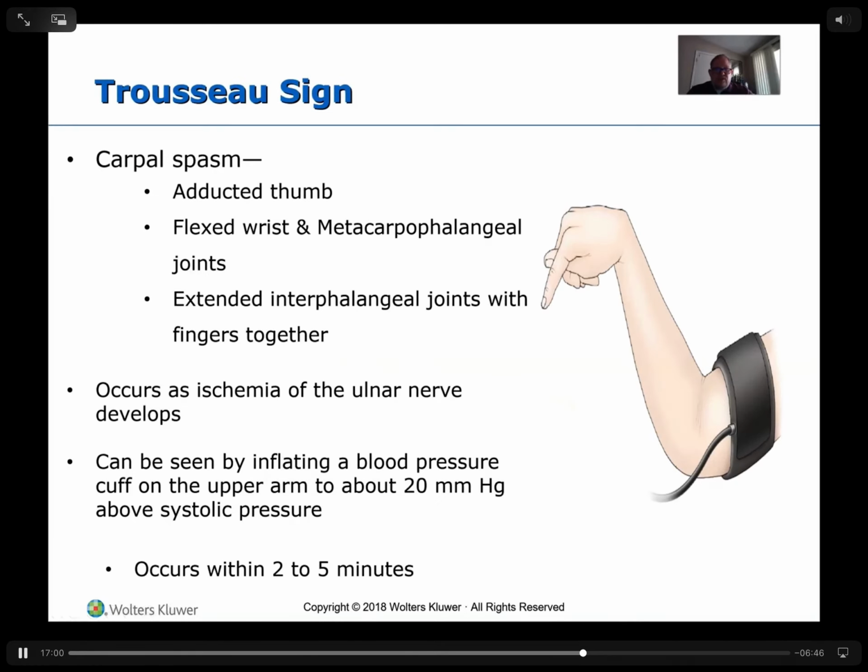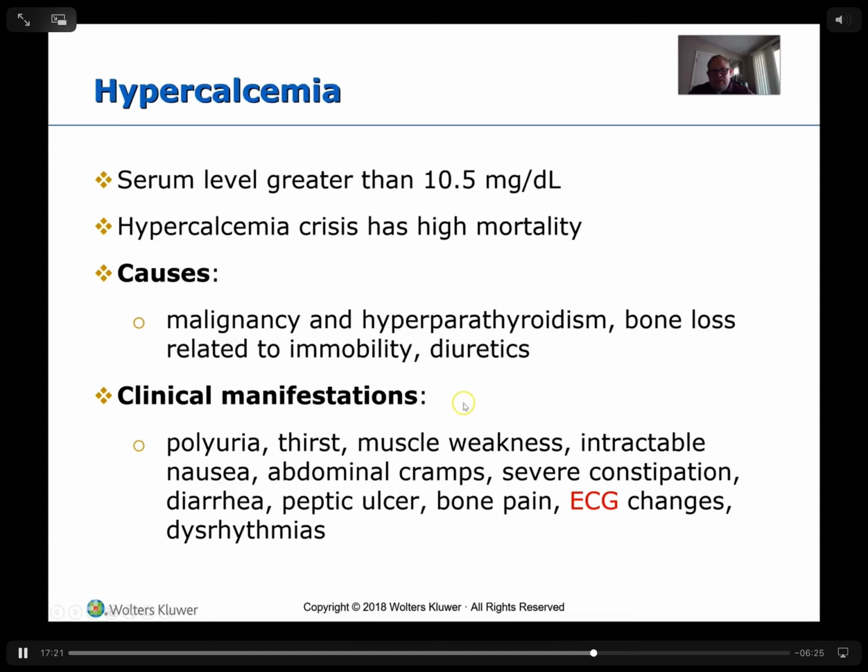Just a quick thing, we mentioned Chvostek's sign, so this is kind of what happens, just so you can see what it's like if you haven't seen it. If you put a blood pressure cuff on the patient's arm, over time their hand will actually contract in. I'm doing everything in my power right now to not actually do it myself because of what I've seen.